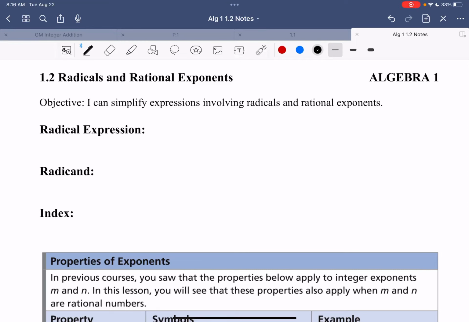Section 1.2, radicals and rational exponents. So our objective is to simplify expressions involving radicals and rational exponents. So first we need to talk about what is this idea called a radical.